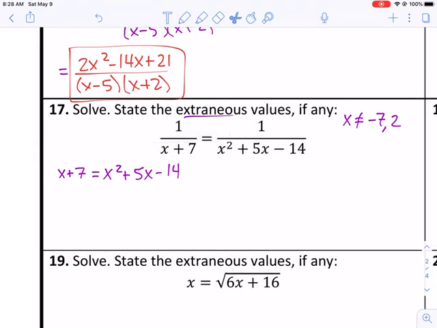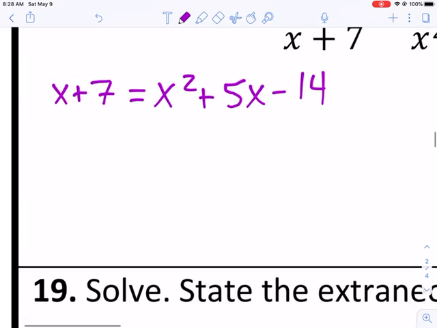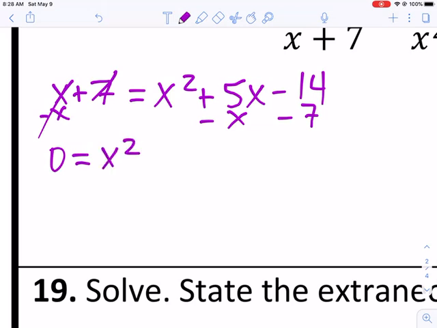If I'm solving a problem with that x squared, I'm 90% sure I'm going to have to set everything equal to 0, factor, and solve. We might have to use a quadratic, but at this point, we're going to go forward with that move. So we're going to subtract x, and we're going to subtract 7. So now we have 0 equals x squared plus 4x minus 21. All right, so now that we're here, we're going to go ahead and factor. So we're going to see if that factoring works out.